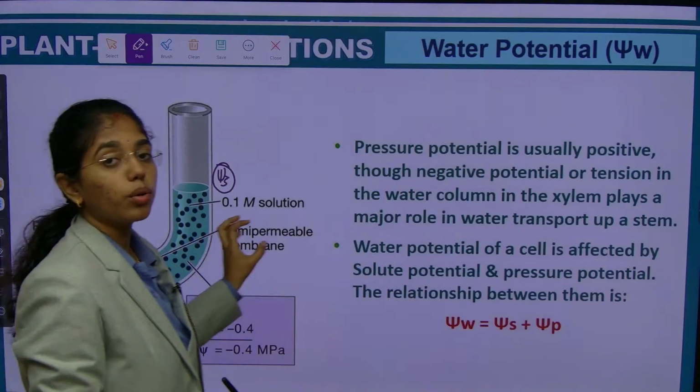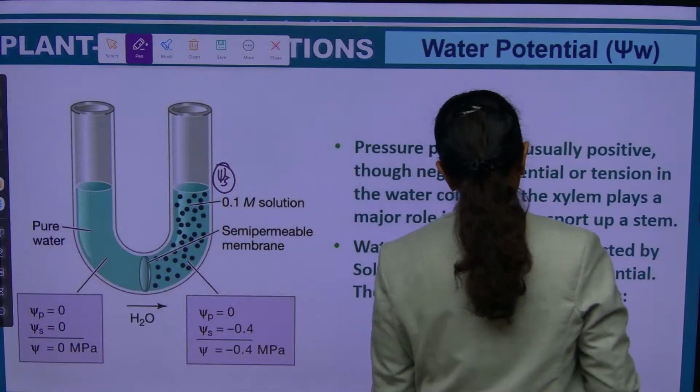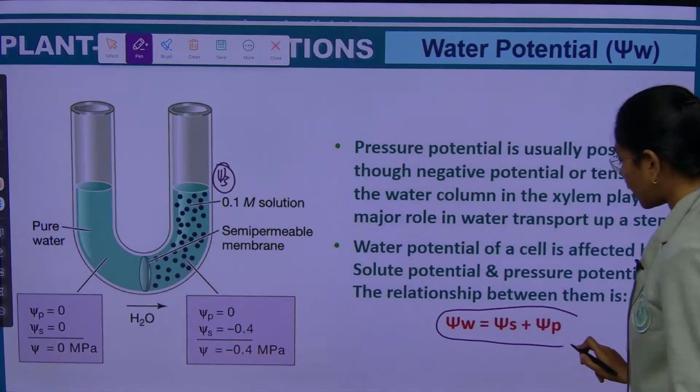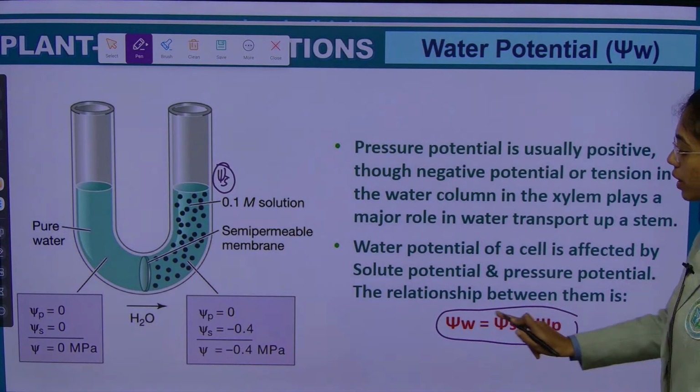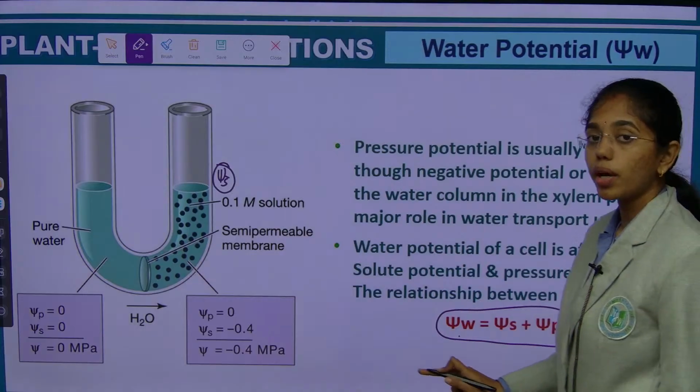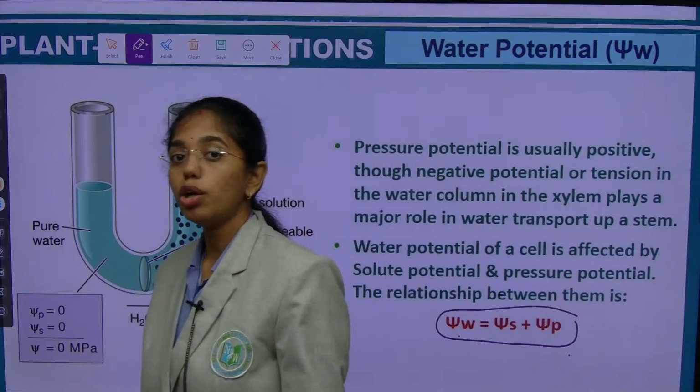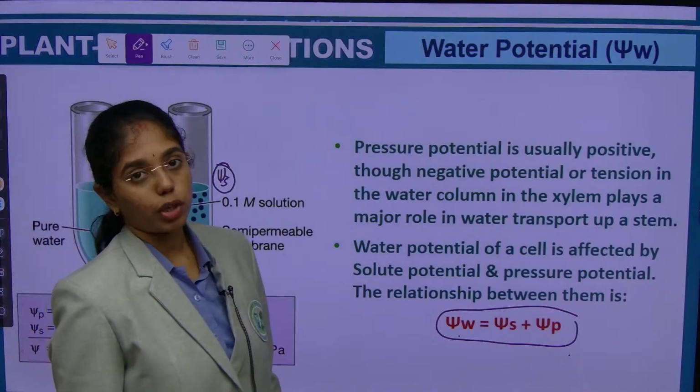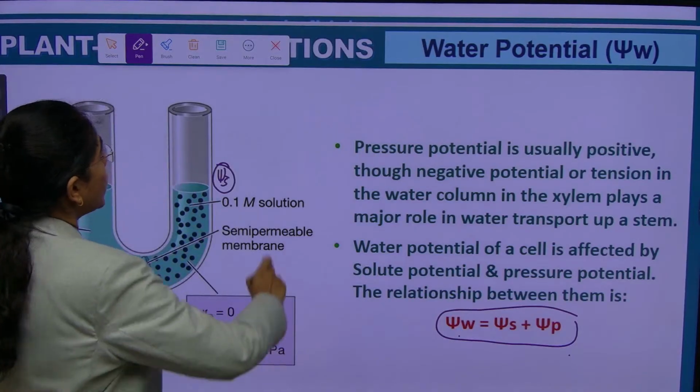Water potential, or the movement of water, is calculated by solute potential along with pressure potential. Water potential is equal to solute potential plus pressure potential. Clear till here? Any doubt anywhere?